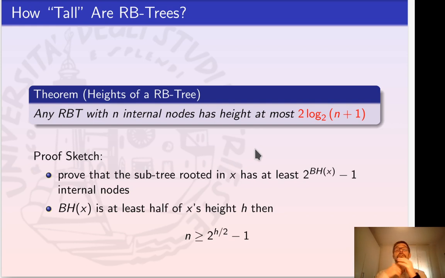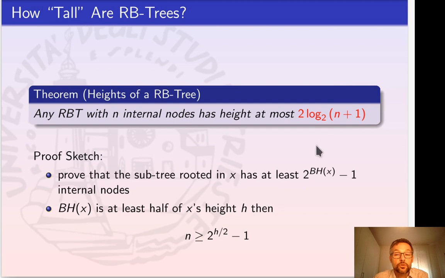Now, we saw that a BST may have as height a number of values stored in the BST itself. So a good question would be, what about regular trees? What's the maximum height of a regular tree? It's easy to prove that a regular tree with n internal nodes has height at most 2 multiplied by logarithm base 2 of n plus 1.